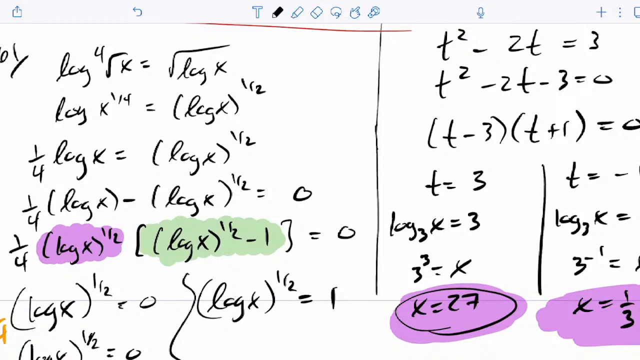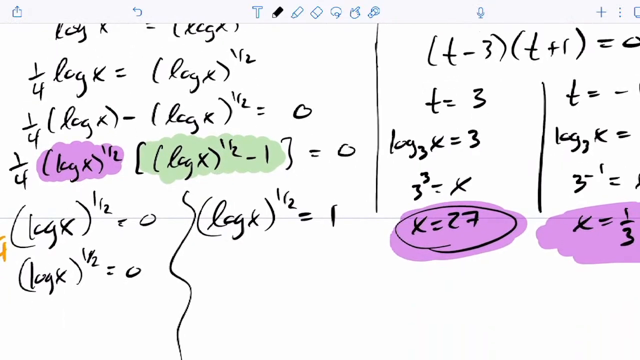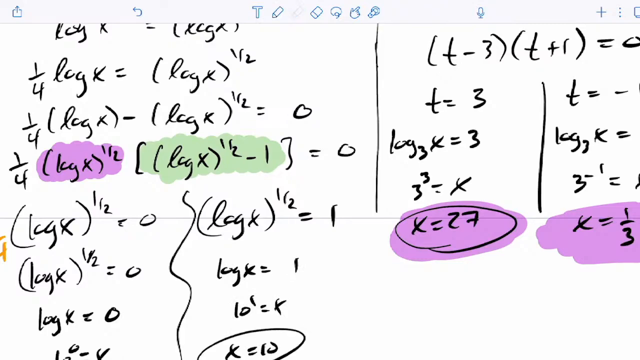So then I need to solve these. Now I have to solve this thing, so I have to square both sides. You do the same thing on both sides. If I square the left hand side, log of x is 0, which means 10 to the 0 is x, or x is 1. And square both sides here, you get log of x is 1, which means 10 to the 1 is x, or x is 10. So the answers to this are either 1 or 10.